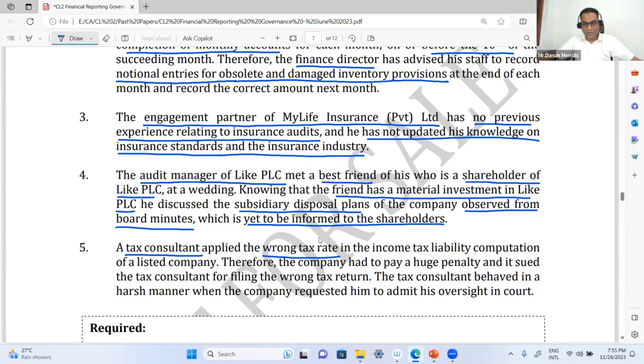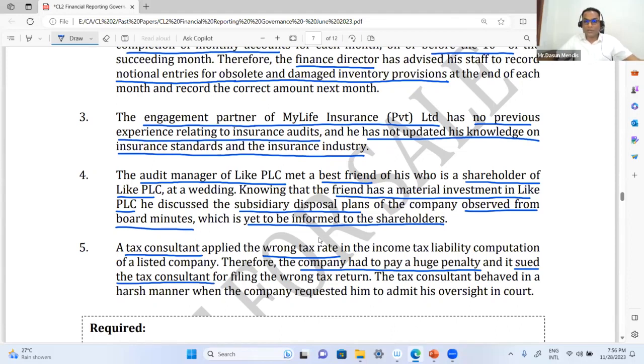Therefore, the company had to pay a huge penalty. The Inland Revenue has filed the case, so the Inland Revenue has informed that the company had to pay a huge penalty because when you have unpaid taxes in arrears, not only you need to pay the tax amount, but also the penalty imposed by the Inland Revenue Department. So the company had to pay this penalty, and it sued the tax consultant for filing the wrong tax return. Now, what the company has done was company suing the tax consultant. So the company filed the case against the tax consultant.